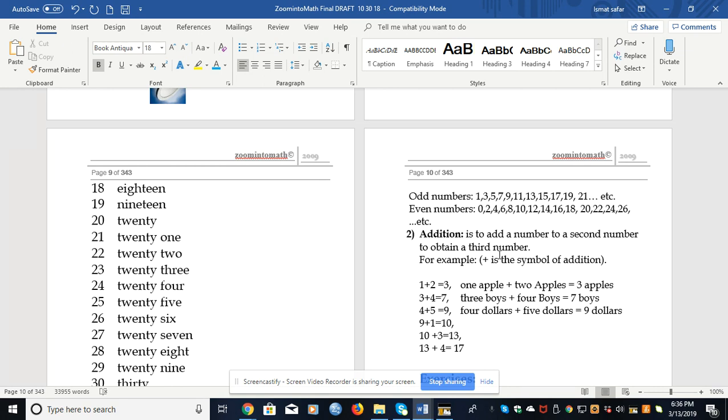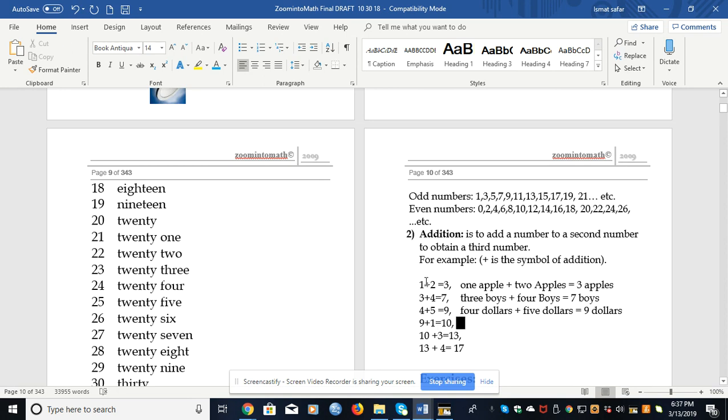Addition is to add a number to a second number to obtain a third number. And plus is the symbol of addition. This plus sign here is the sign of addition, or the symbol of addition. Okay, so let's get an example.